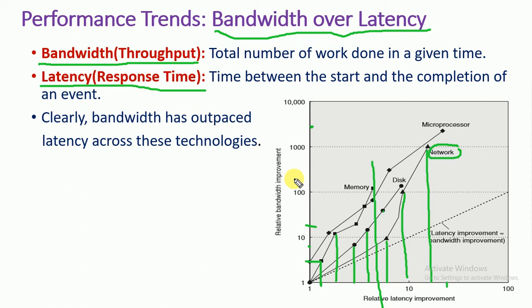The history says that every time we develop a system through various improvements and trends in technology, we were focusing on two performance measures. One is bandwidth and the second is latency, but almost all the time, for all the devices, bandwidth was given more importance than latency. I hope this graph is clear.